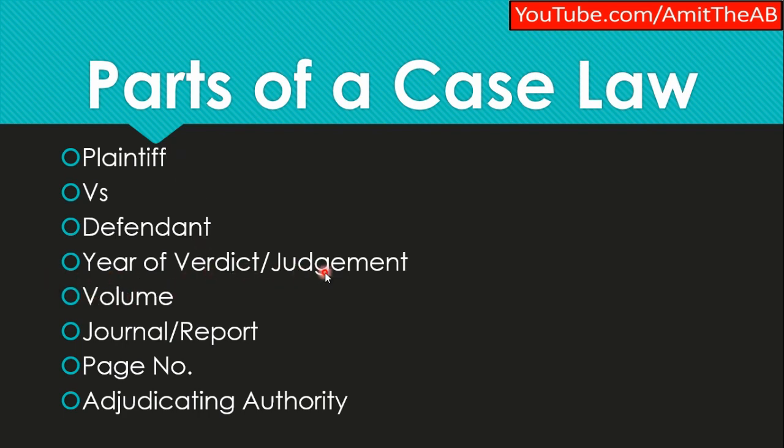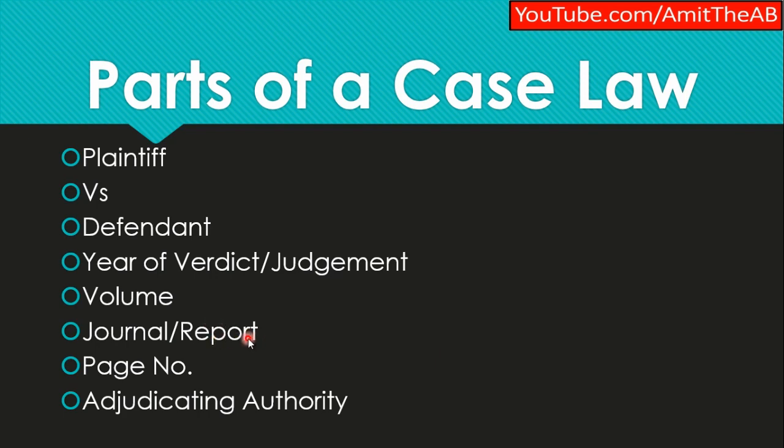Year of verdict or judgment. It is the year in which the judgment or the verdict was passed by the adjudicating authority. The adjudicating authority is the authority who is going to pass the verdict, so who is looking after the case. Now this whole case law is written somewhere. It is not jotted down each and everything. That particular thing where it is written, or a book where it is written, is known as journal or report.